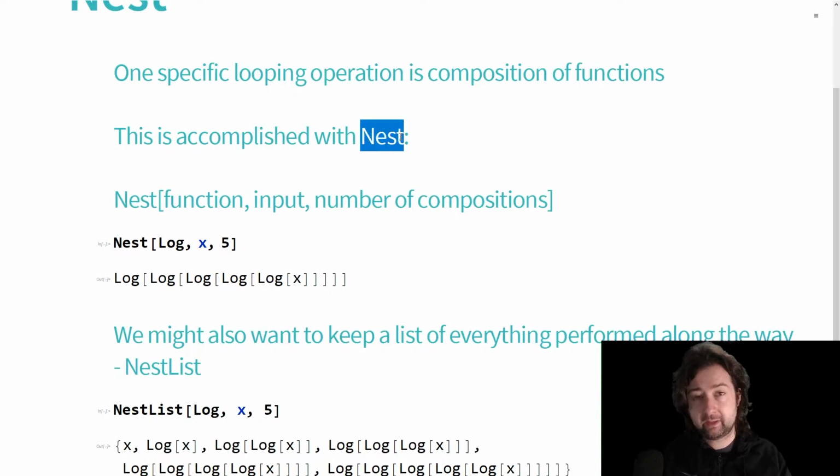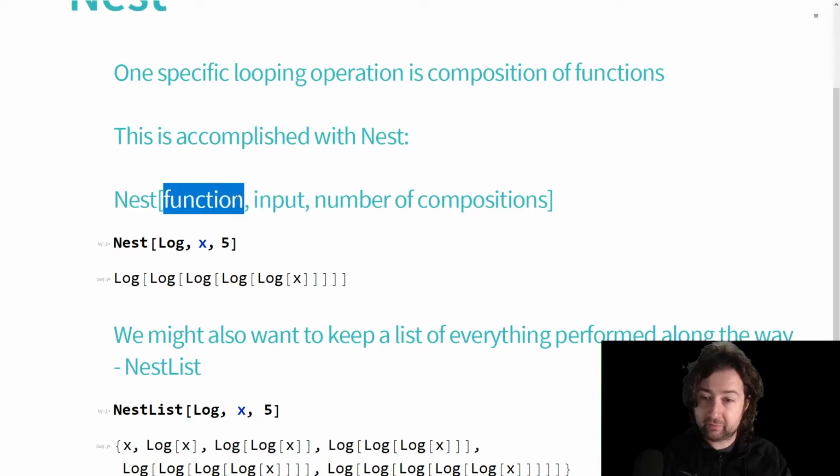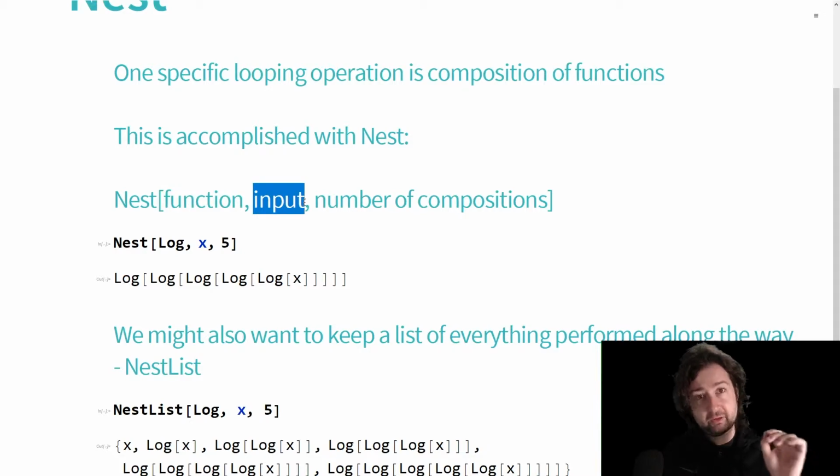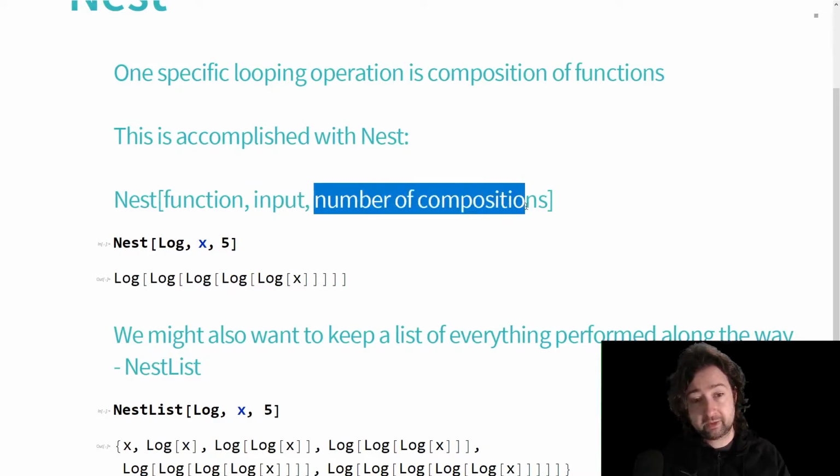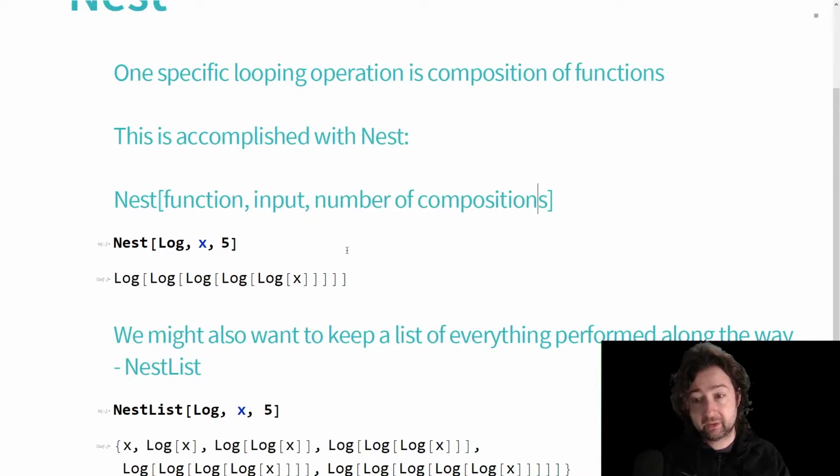And so the nest command itself takes in a function that you're going to apply over and over again, an input value that starts the whole chain, which is just one value, and then the number of times that you would like that function to repeat itself. So for example, if you nested the function log on an input x and you repeat that 5 times, you can see that you have the x that this was applied to, and then 5 applications of the log inside of themselves.